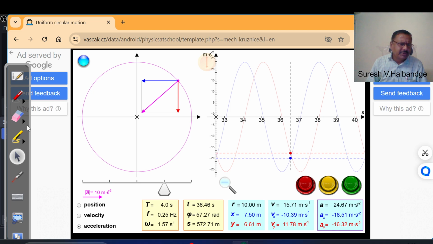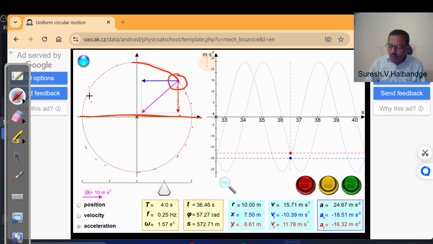animation, we observe that there are mainly three particles. One particle is on the circumference of the circle and it will be performing circular motion, uniform circular motion. Another particle is the projection of this on the diameter of the circle. The particle moving along the diameter of the circle will act as the oscillatory motion. And there is a third particle which will be performing the wave motion.